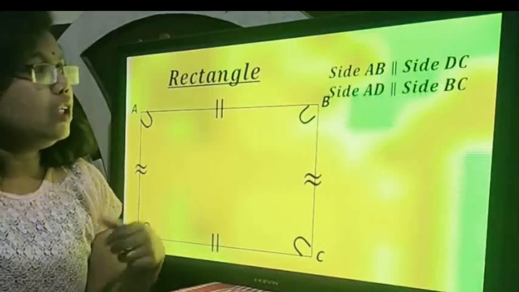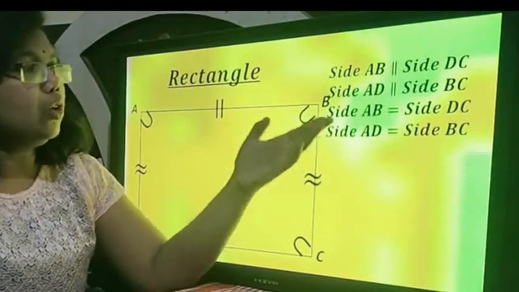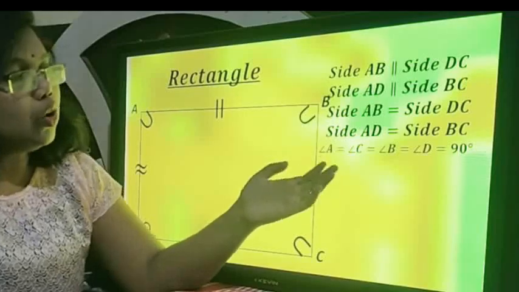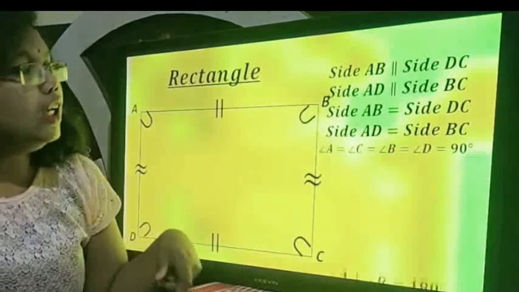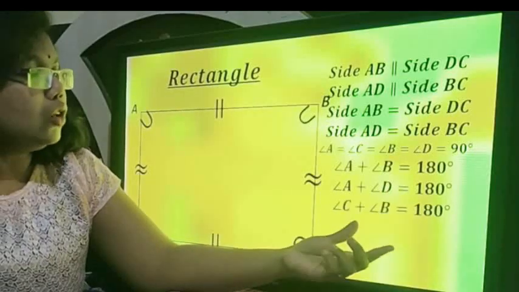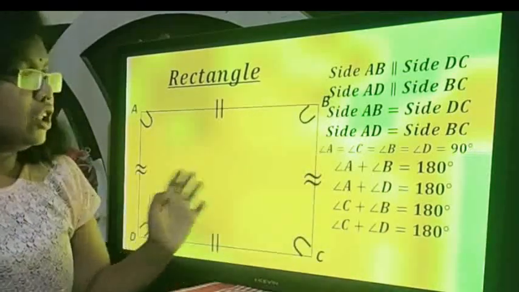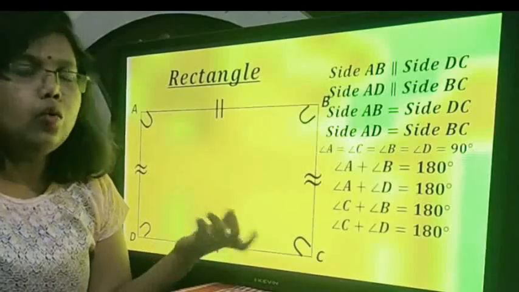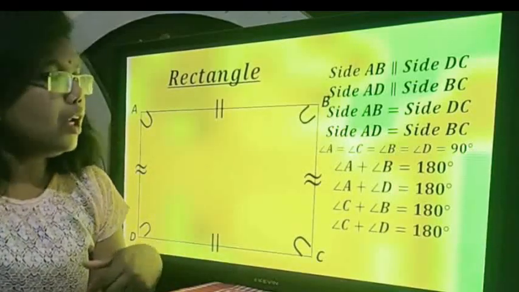Side AB is parallel to DC. All the sides which are parallel are mentioned, all the sides which are equal are mentioned, and all the angles, because they are equal, are 90 degrees. Angle A and D, all of those angles together give you 180. The adjacent angles, the opposite angles, or any two angles if you take and sum up, you get 180 degrees.